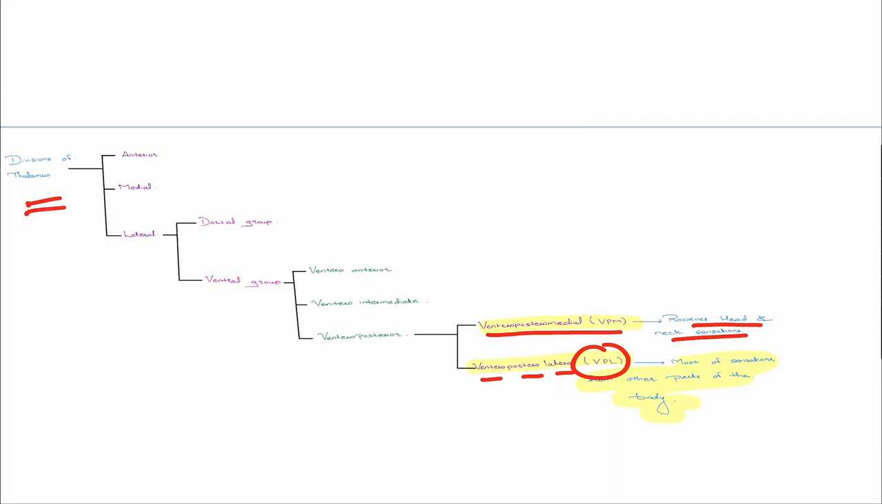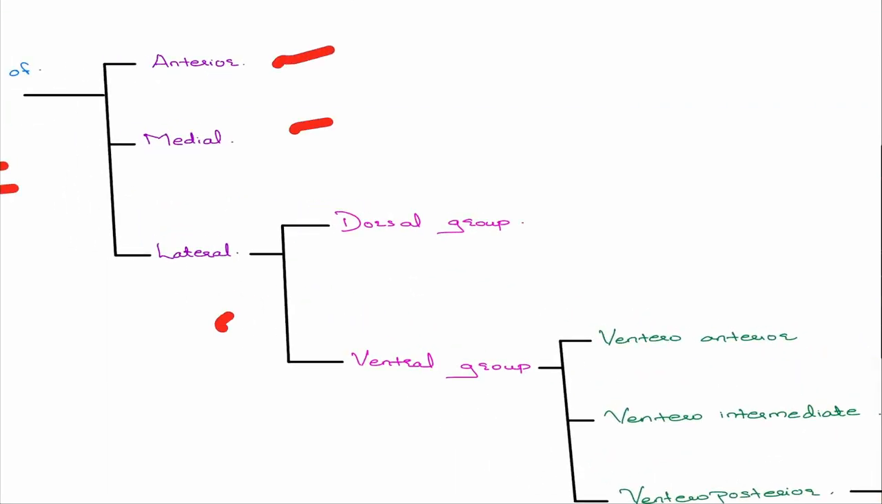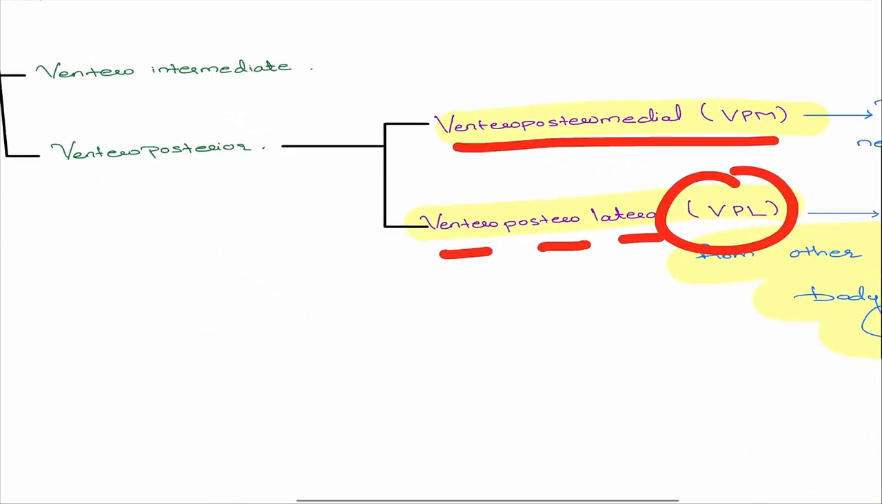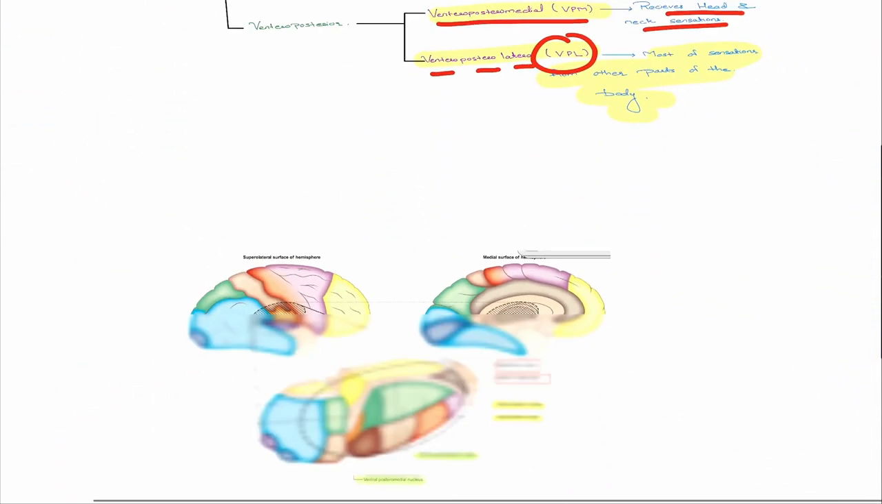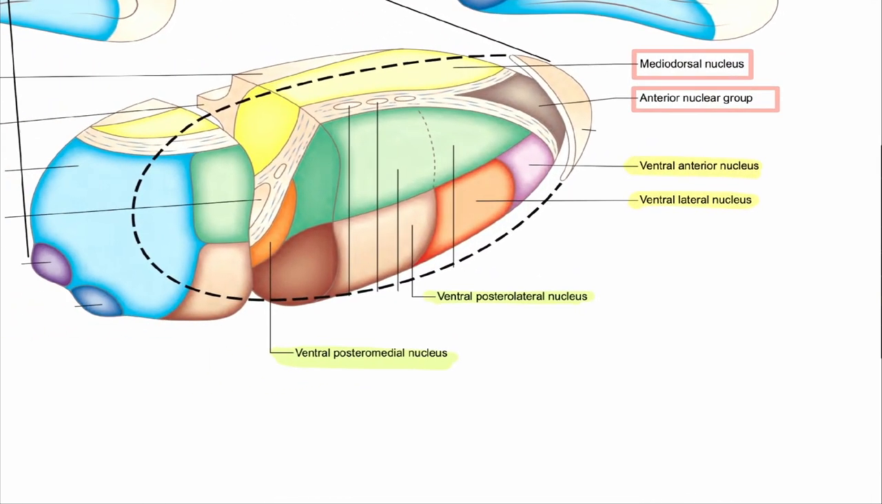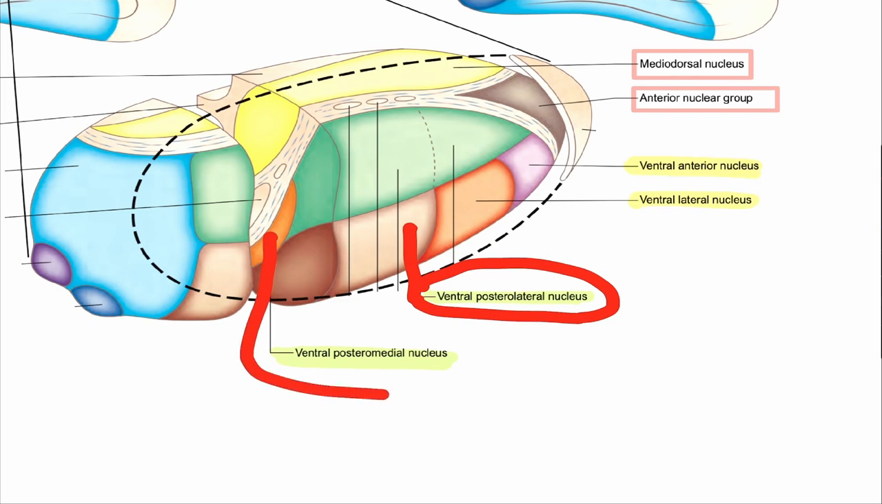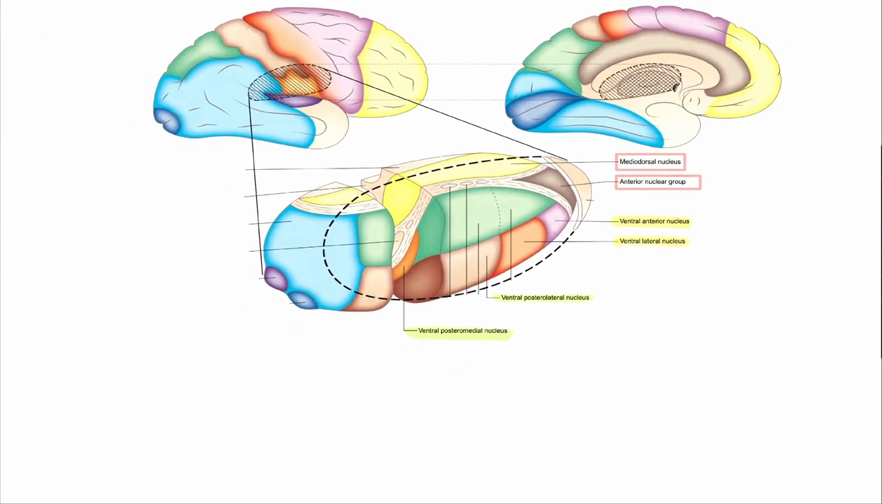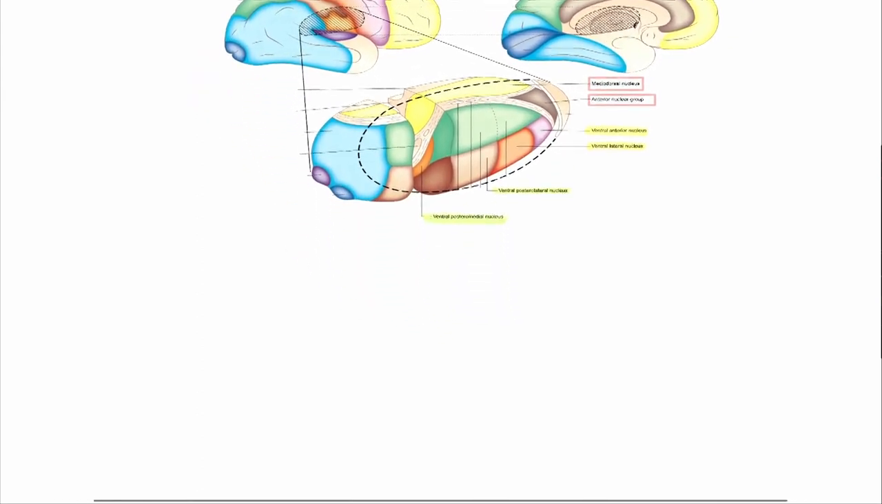So thalamus is divided into anterior, medial, lateral, and all those. And lateral has got a dorsal group of nuclei, ventral group of nuclei, and finally you end up in a VPL nucleus. So this is the section of thalamus where you have got these two. This is the VPL nucleus, and this is the VPM nucleus. Just know, we'll come to that. So thalamus, again I'm repeating it, thalamus is a part of diencephalon.